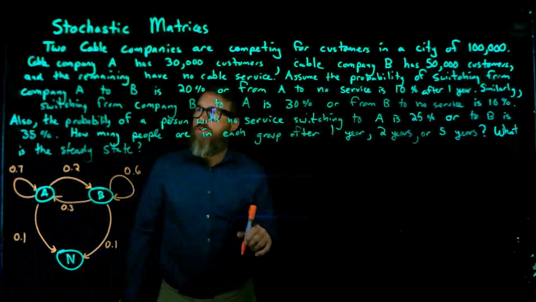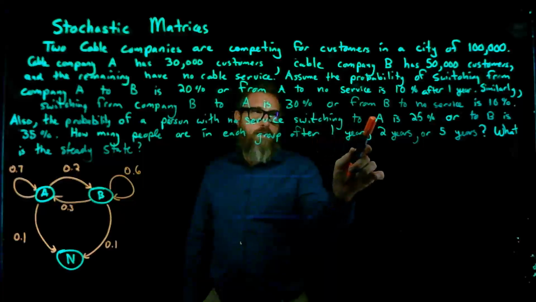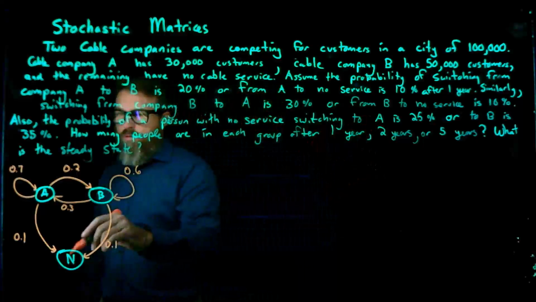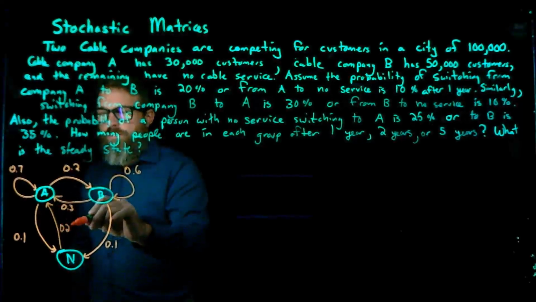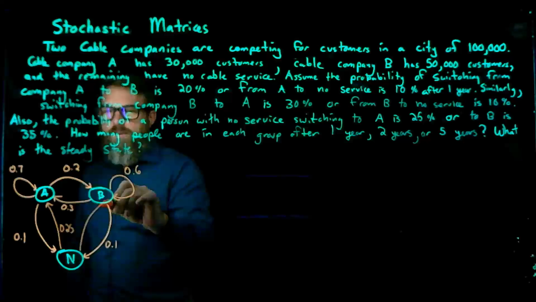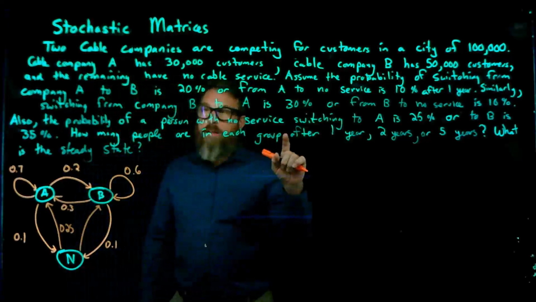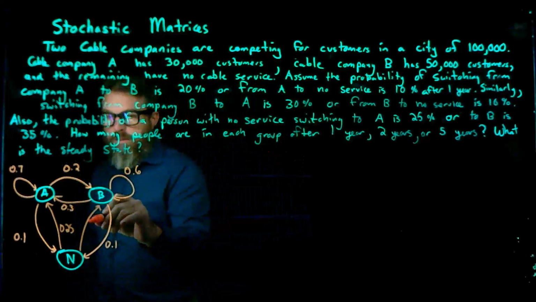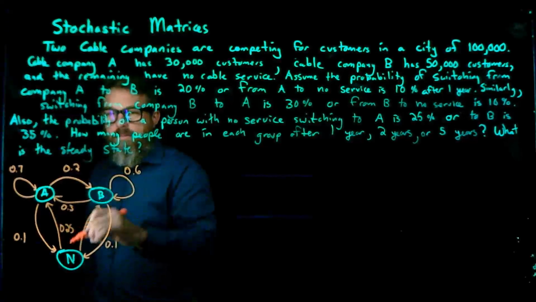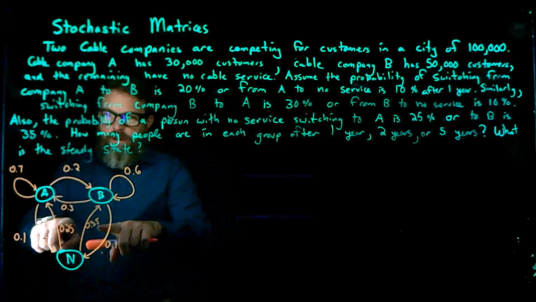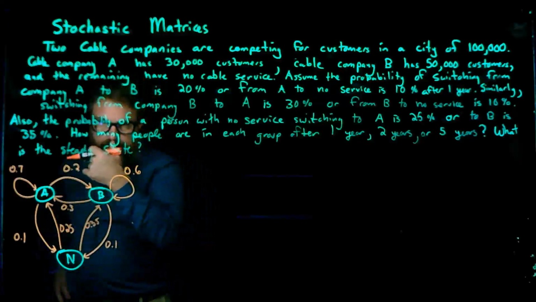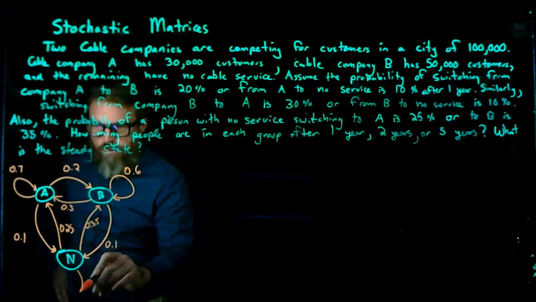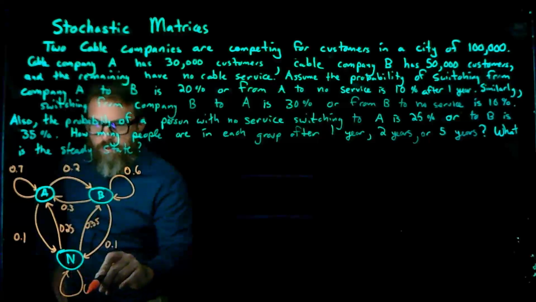And then finally, our no service. So people with no service switching to A is 25%. So no service to A is going to be 0.25. And also no service to B is going to be 35%. So this is 0.35. And then finally, what's leaving? We have 0.25 and also 0.35. So we're going to have 40% staying. Make sure that that's right. 30, yep, 40% staying. So 0.4.